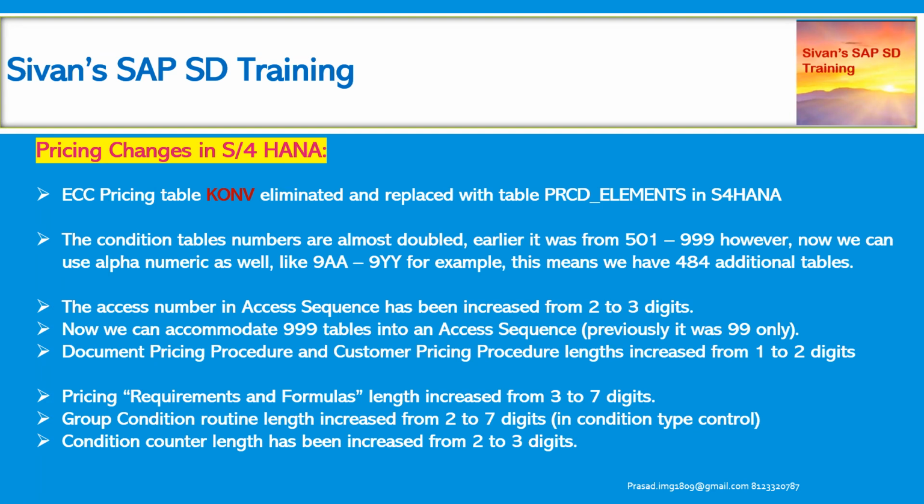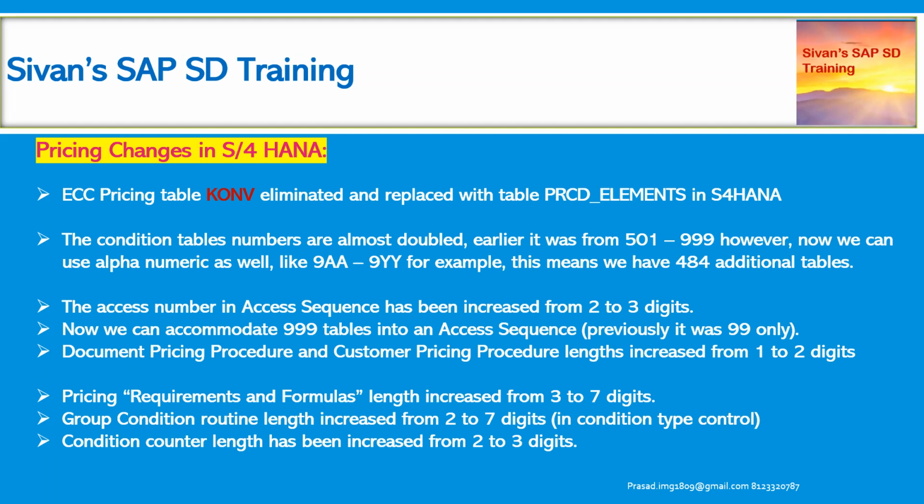The ECC pricing table KONV is completely eliminated, and it is replaced with the table called PRCD_ELEMENTS. The majority of people are not even explaining this new table, which has been introduced in the S4HANA system, that is PRCD_ELEMENTS.